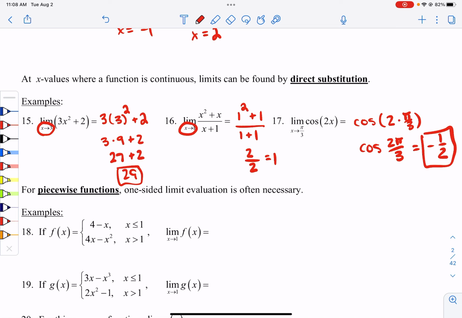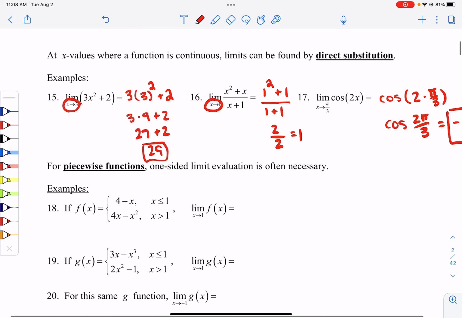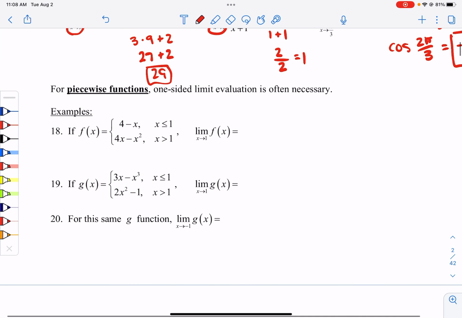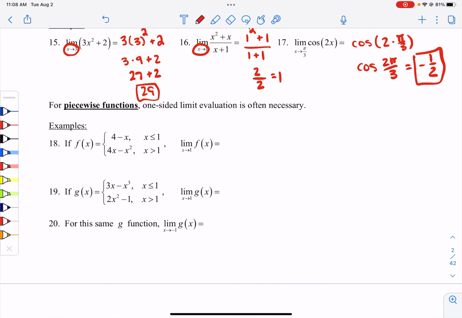I can just directly plug it in and get a value. Sometimes you'll plug the numbers in and not get something. Bad things will happen, things go wrong. That means there's a problem, that at that point on the graph we might not be continuous. There might be a hole, there might be a vertical asymptote, something is going wrong at that exact value. So let's look at piecewise functions, and then I'll let you get out and practice this a little bit.